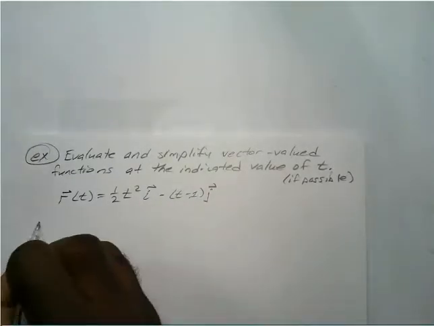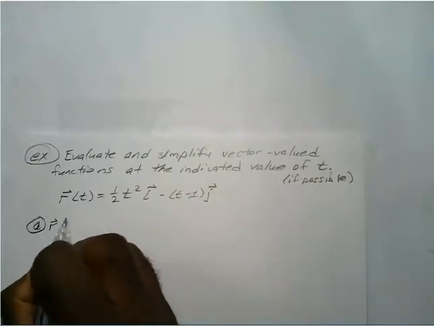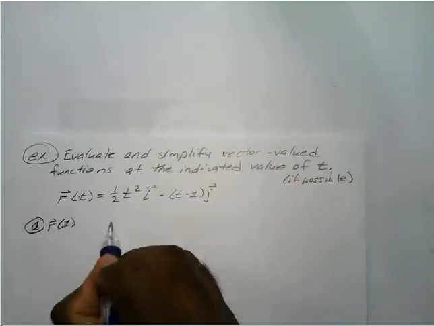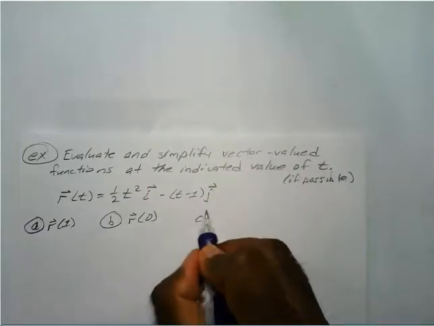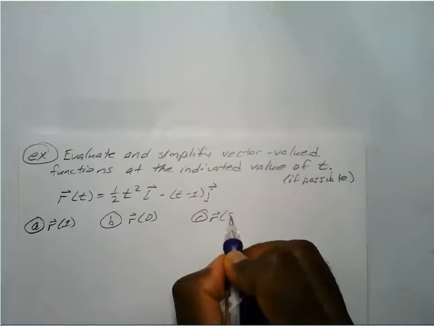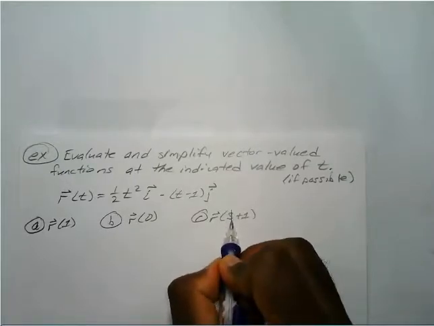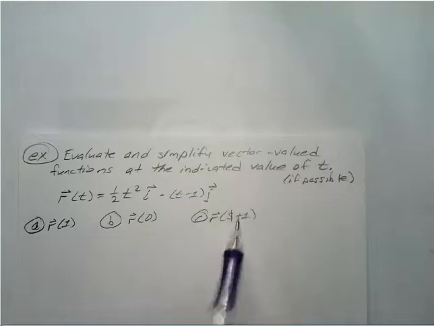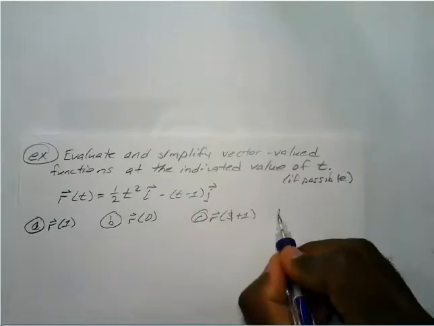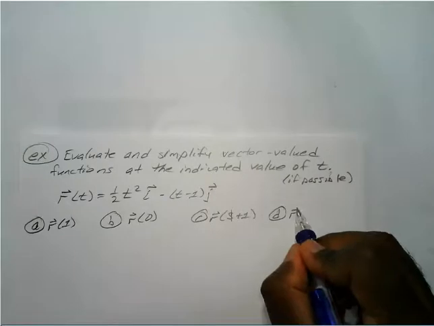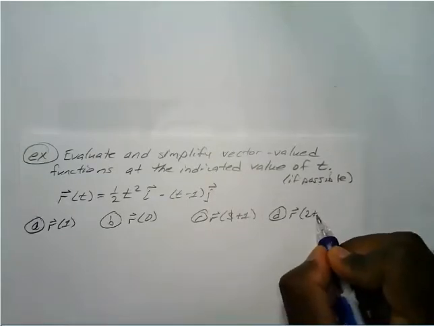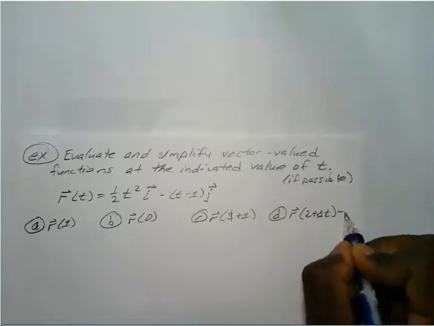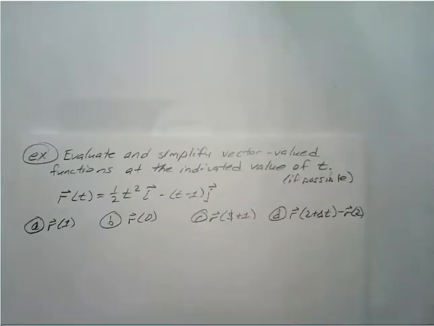Okay, so for problem A, we want to evaluate r of 1, B, r of 0, C, r of s plus 1, and I'll put a line through my s because when I write fast, my s tends to look like a 5, and D, r of 2 plus delta t minus r vector of 2.